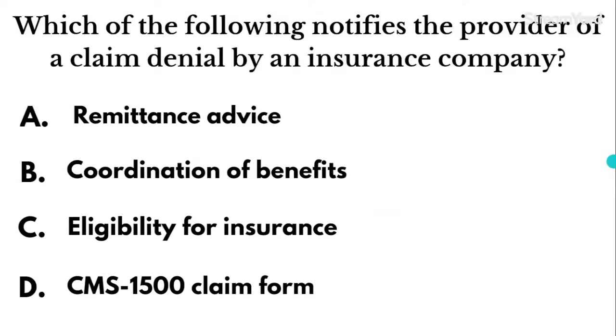All right. Which of the following notifies the provider of a claim denial by an insurance company? Is it a remittance advice, coordination of benefits, eligibility for insurance, or is it a CMS 1500 claim form? So this is good. This is an administration question. So you will have some administration questions. I think the majority of the questions we've seen so far have been clinical, but there will be some administrative questions.